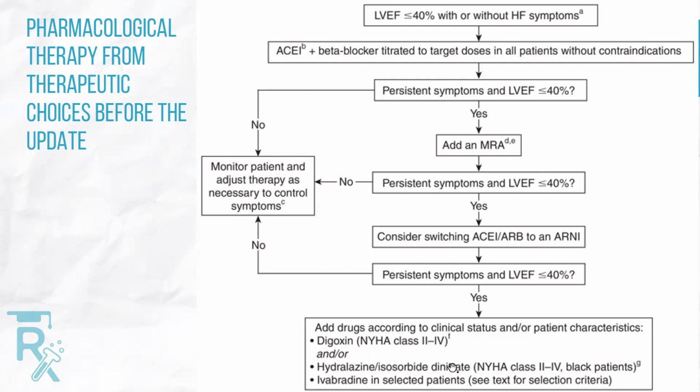So the addition of these things is not random. It happens according to the situation. If I add the ivabradine, I do it along with the switching here. The hydralazine and isosorbate dinitrate, I add as a last step if the patient who cannot use ivabradine didn't show enough response on the ARNI. At that point, I can add hydralazine and isosorbate dinitrate, and this is preferred in black patients.